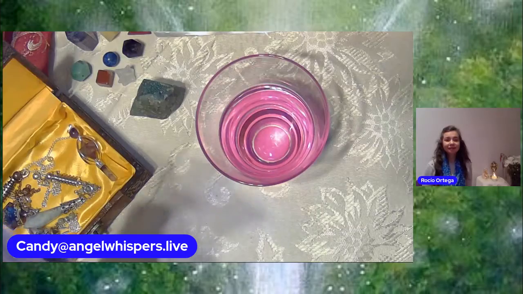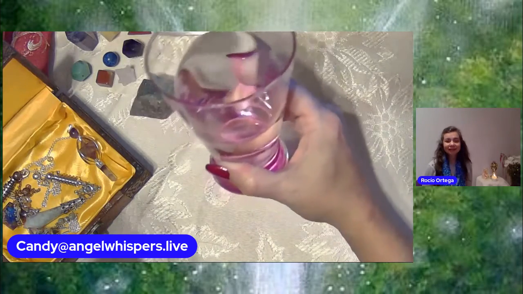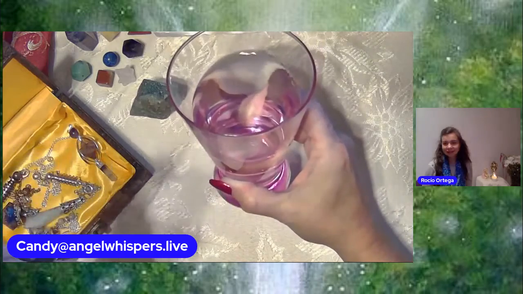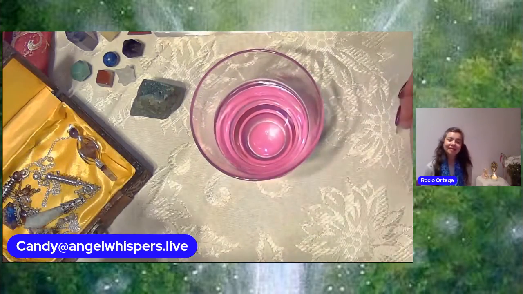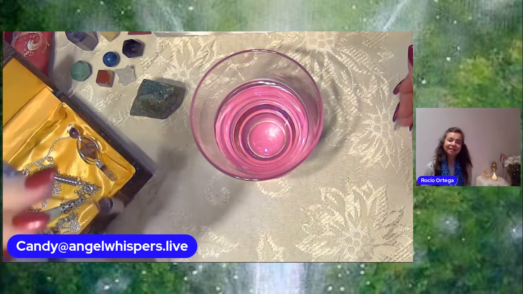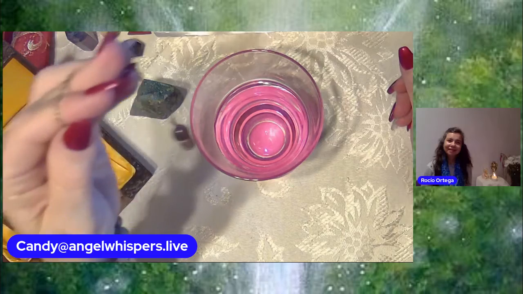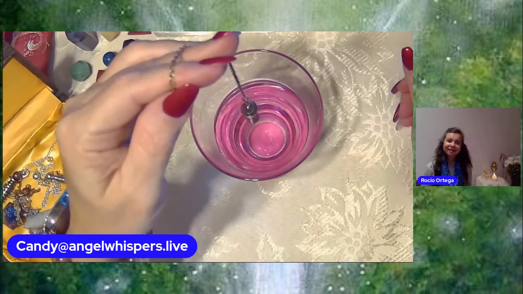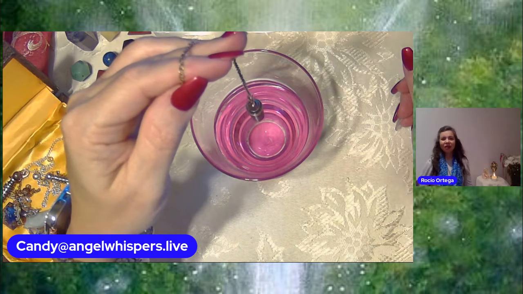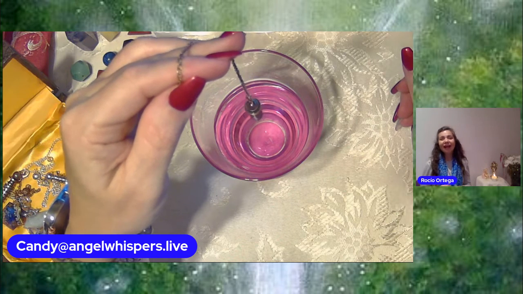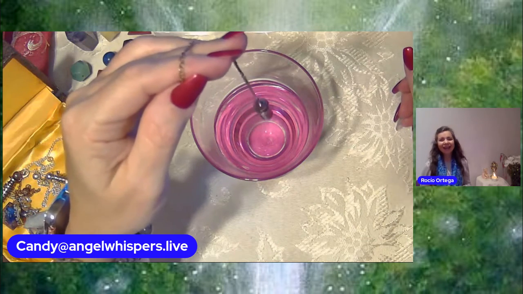Excellent. So this is a glass of water, and I just realized the bottom of it's pink, so it looks like a funky color, but it's clear, just normal water from my refrigerator. You can test your water to see if it's positive or negative. I did this before, so we'll see if it comes out the same. What is the energy of this water?